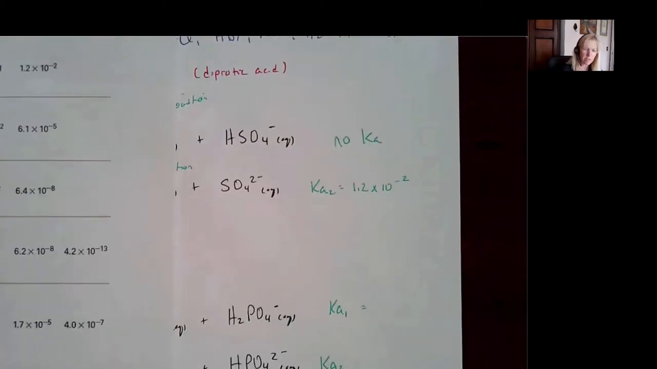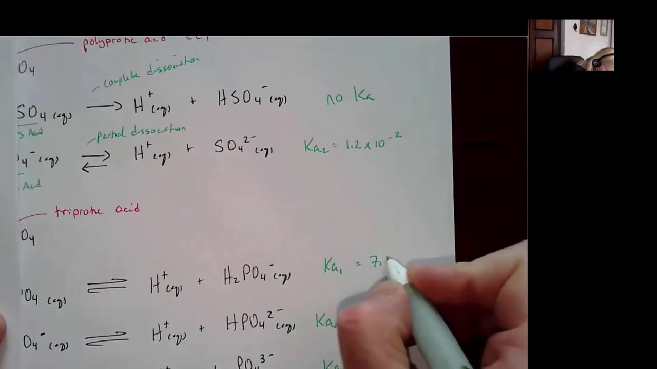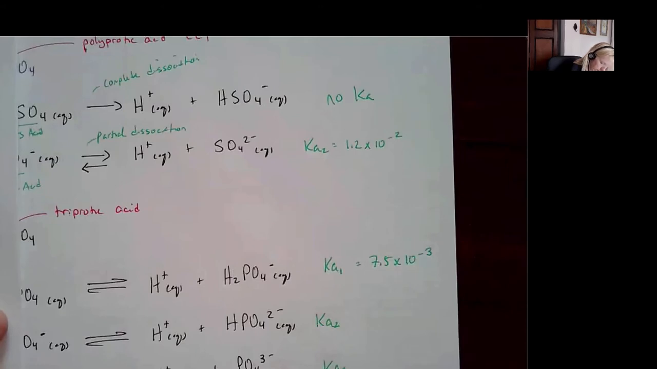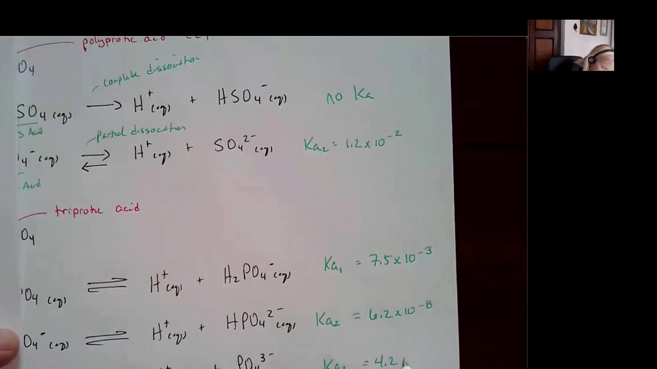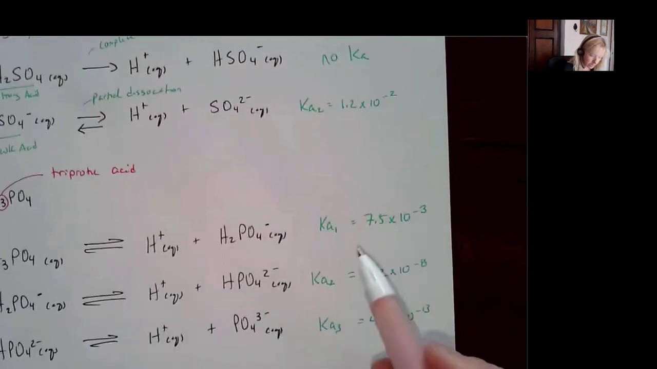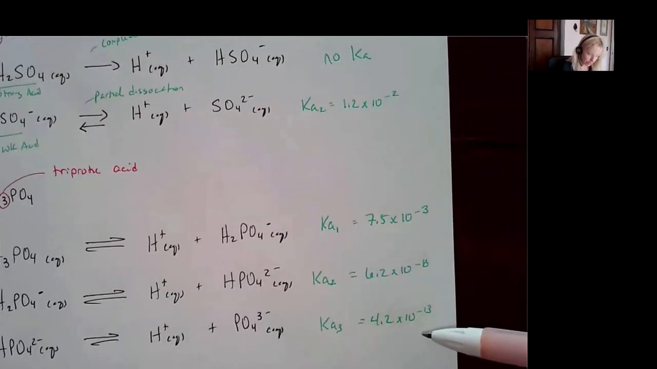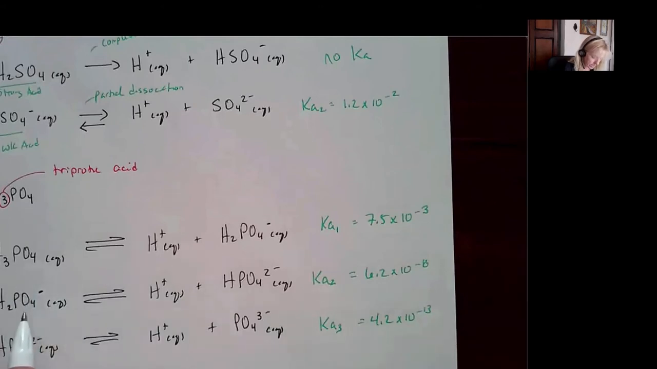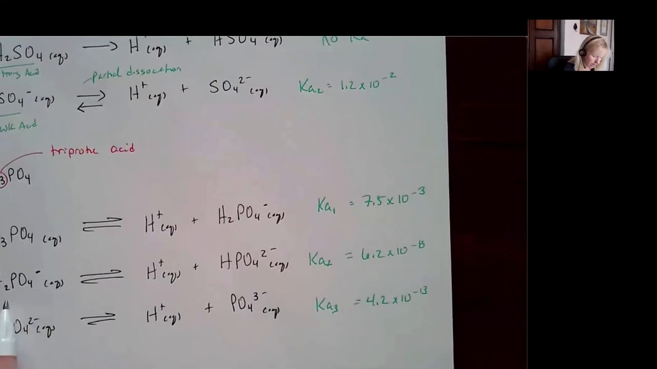So my first one is always going to be the highest of my Kas, 7.5 times 10 to the minus 3. Then if I come down to the second one, that's 6.2 times 10 to the minus 8. And then my third one is 4.2 times 10 to the minus 13. And so that's a trend that you're always going to see with these polyprotic acids, is that the first Ka is always going to be the largest, and then it's going to get weaker and weaker and weaker. So that means that this is a stronger acid than this, than this. And if you think about what's happening here, once I've lost a hydrogen, now I have a negative charge on this species, and it's going to be harder and harder to pull off another hydrogen.